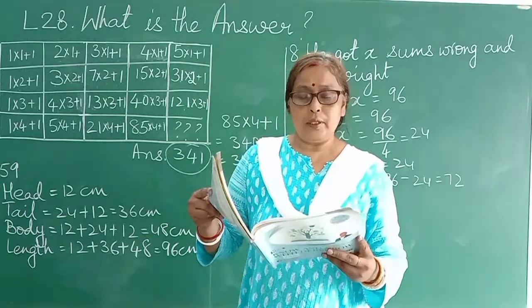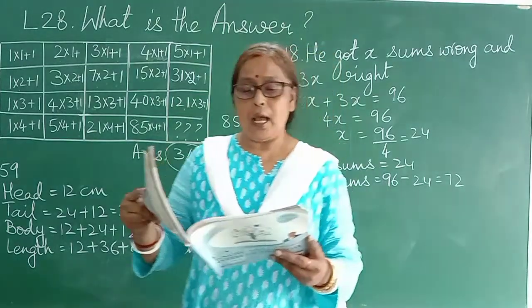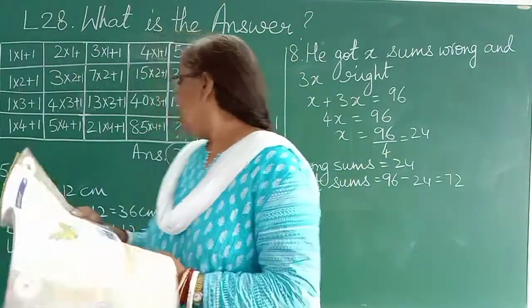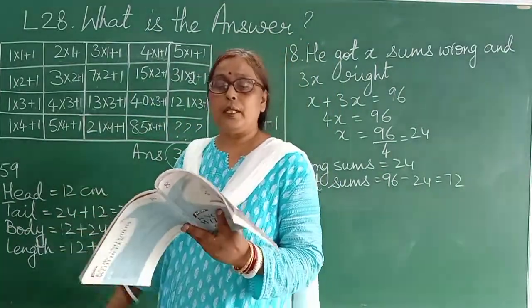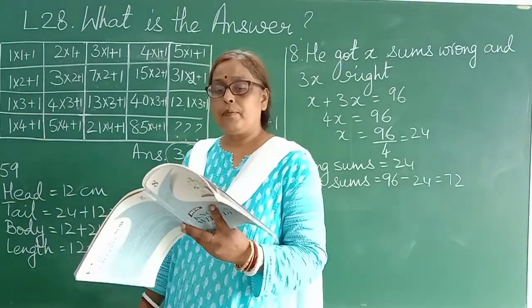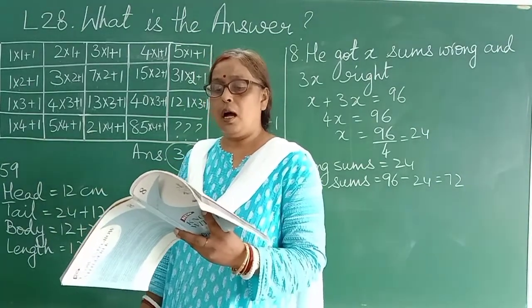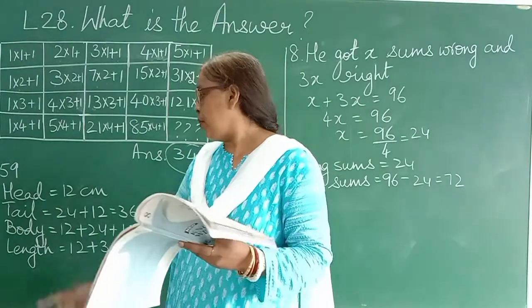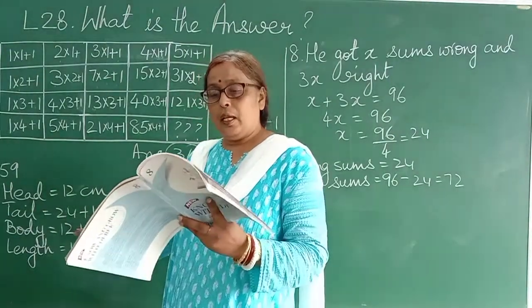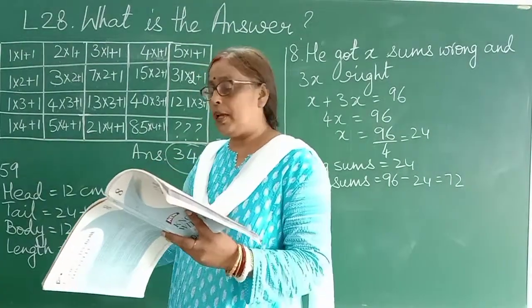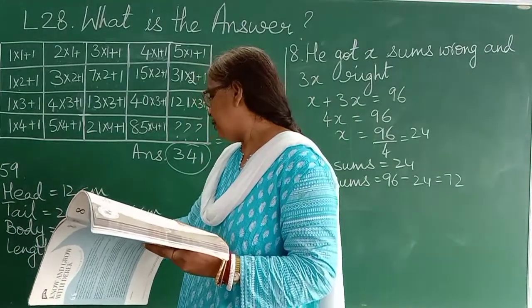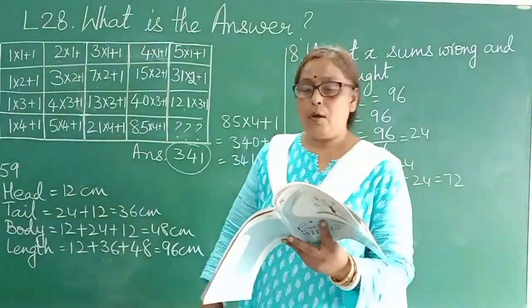Now, the 7th question. A bird has a head of 12 centimeters. The tail is equal to the head plus a half of the size of the body. The body is the size of the head plus tail. How long is the bird?